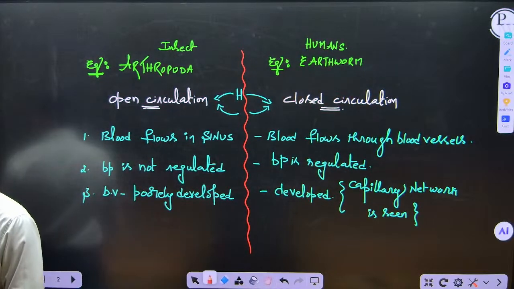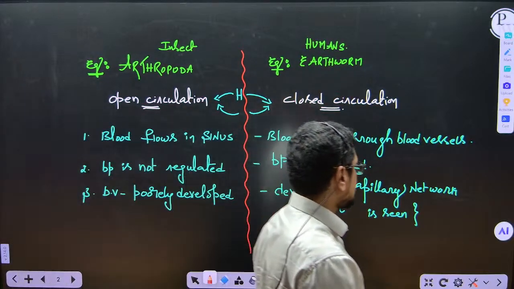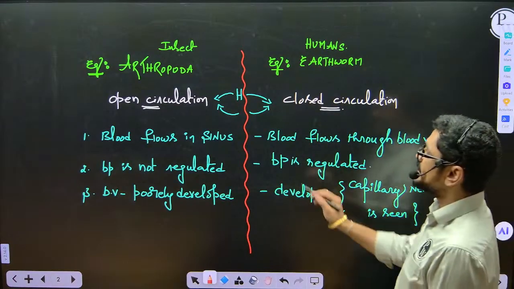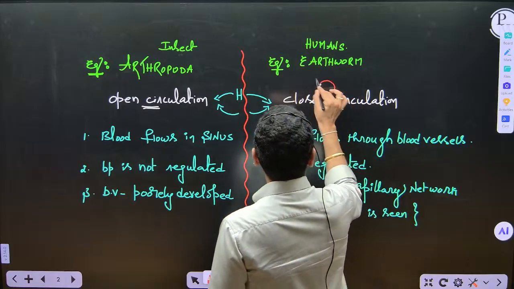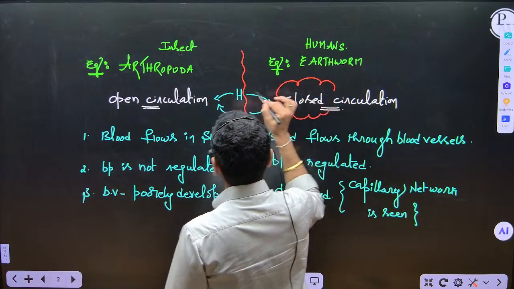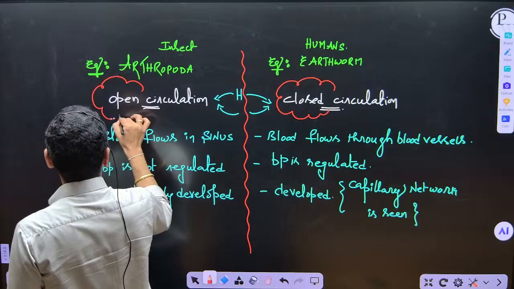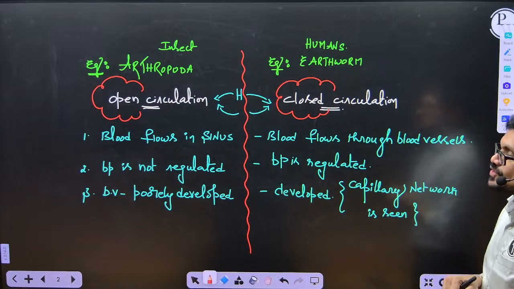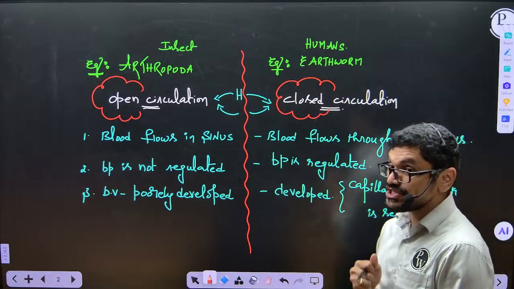That's it here. Okay. Clear. Open circulation, closed circulation. This is the heading. This is closed. This is open. That is the heading. Clear. So which is developed here? Come on, tell me.